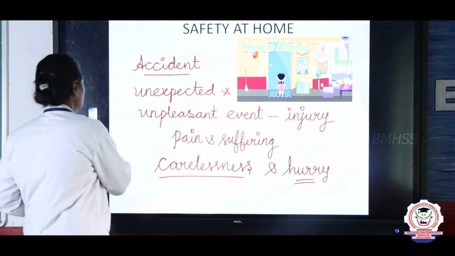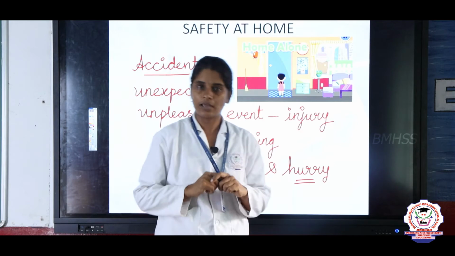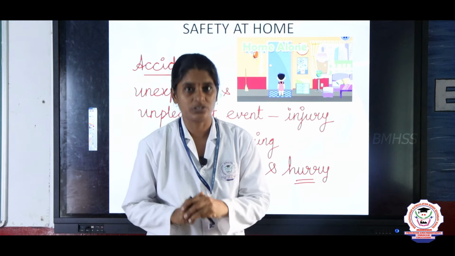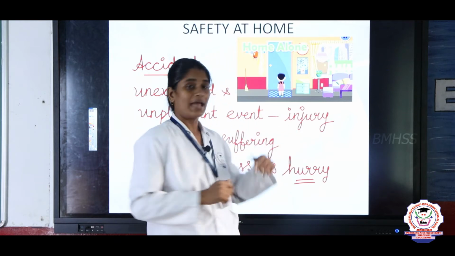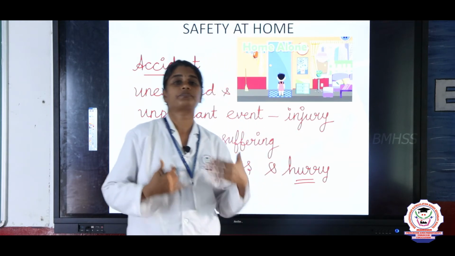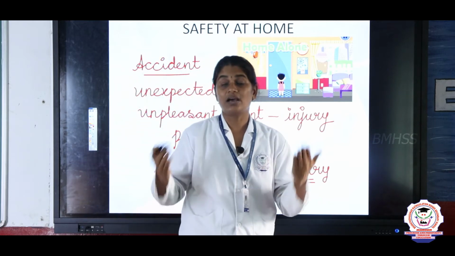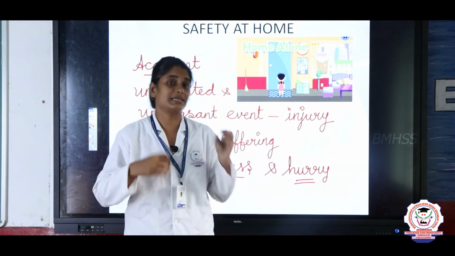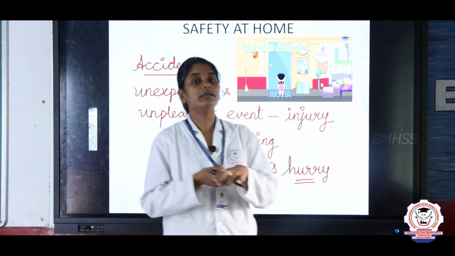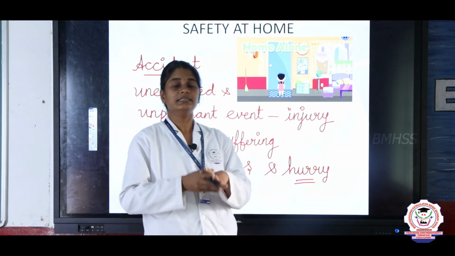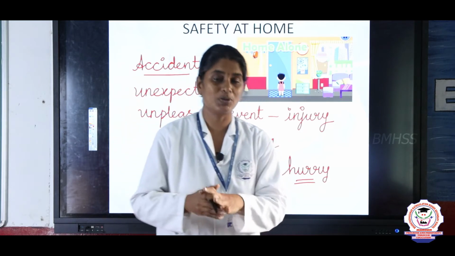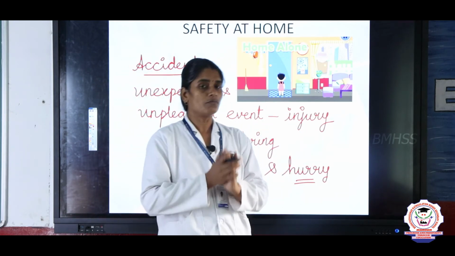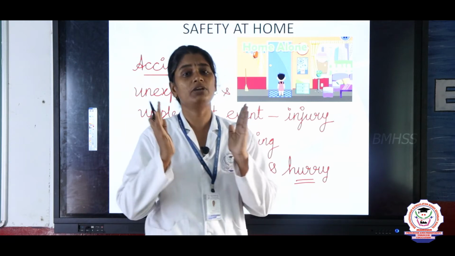Now we will see what safety measures we should follow. I already told you about accident. An accident can occur with anyone, anywhere, at any time. We have to be careful, but sometimes it may occur. We can avoid accidents by following some safety rules. Once we follow safety rules, we can avoid this kind of accident, right? So now we have to know what safety rules we must follow.